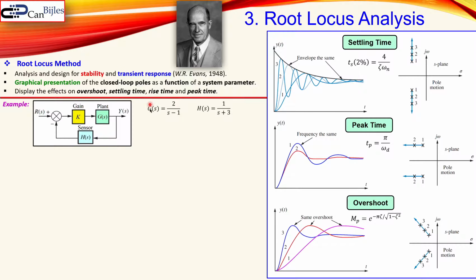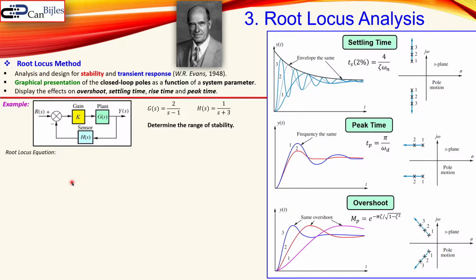The plant itself is already unstable because we have a pole in the right half plane, which is at s equal to 1. The sensor itself is stable because it has a pole at minus 3. So we would like to determine here the range of stability when you change your value of the gain. So this is the K.